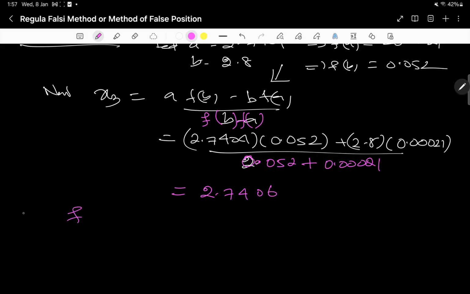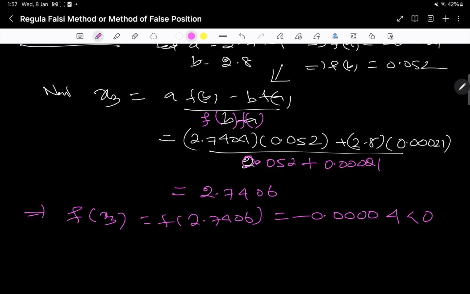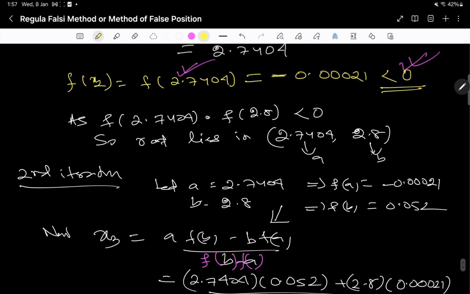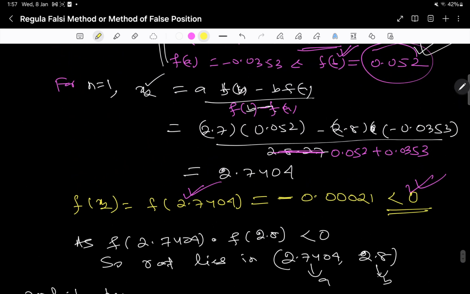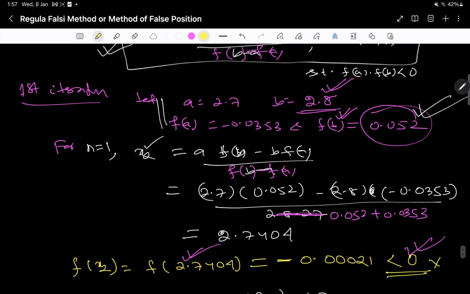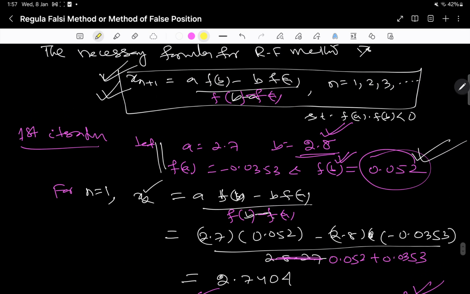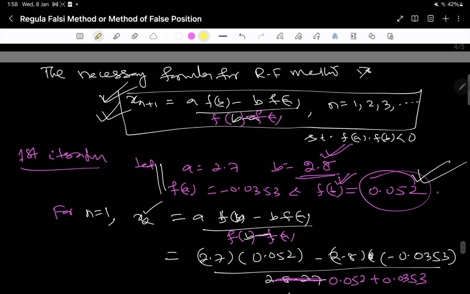2.7406. Now what is my f of x3? This implies my f of x3 is f of 2.7406. If I simplify it, minus 0.00004, which is again negative. Since this is negative, I have to immediately search for the next positive. This is negative, so it is not considered. Now I see the immediate positive is here.